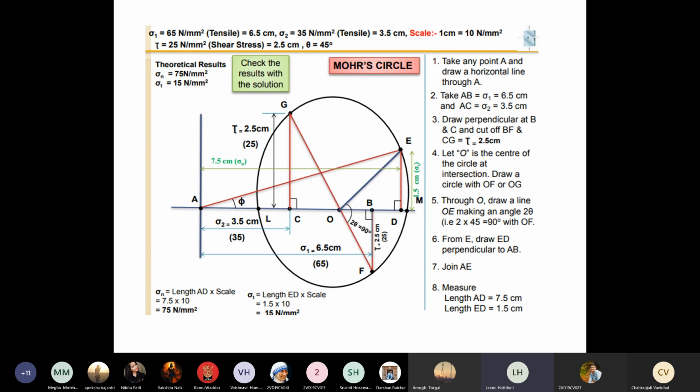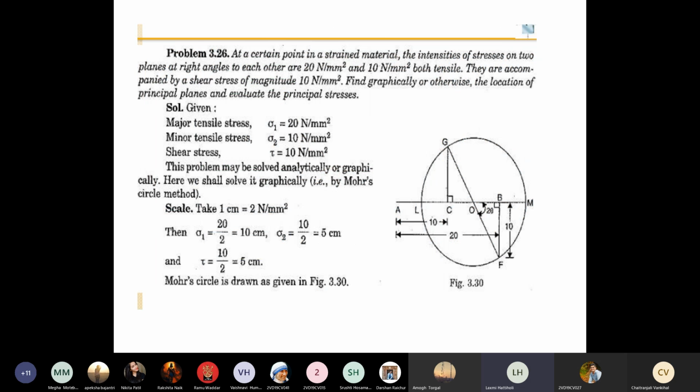And another point: what about the directions? Principal plane direction, 2 theta. Of course, it has already been given. Still, you can measure with the help of a protractor, right? So this is all about the first numerical example. Let me shift to the next numerical example now.